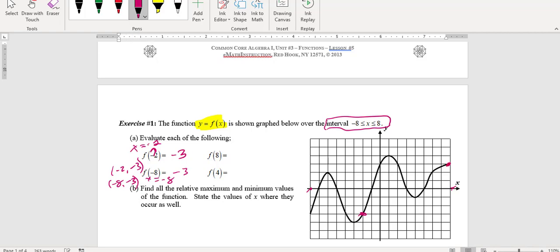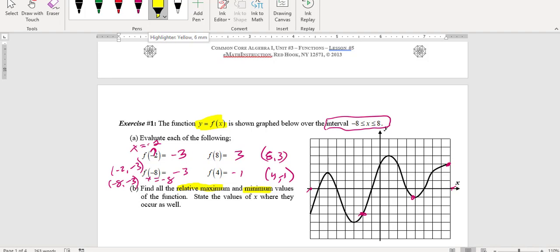f of 8 is 3, and f of 4 is -1. That would be the point (8, 3) and the point (4, -1). Alright, this is where we get into something that might be kind of new. Find all the relative maximum and relative minimum values of the function. State the values of x where they occur as well.